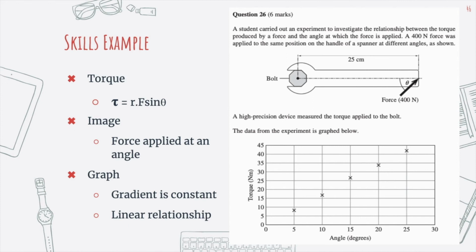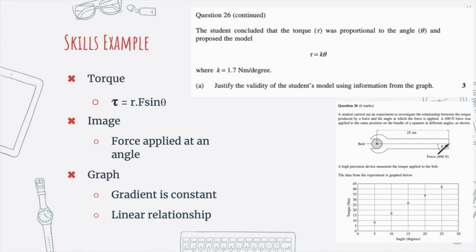Now, I can also have a look at the image itself and see that the force is being applied at an angle with respect to the radius and the wrench there. And the graph itself is showing that the gradient is constant, and there's a linear relationship between the torque and the angle of force application. Now, these are things that I can identify or extrapolate before I even have a look at what the question is about. So let's have a look at the question.